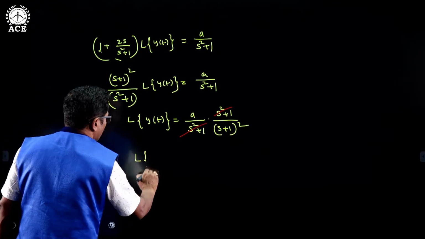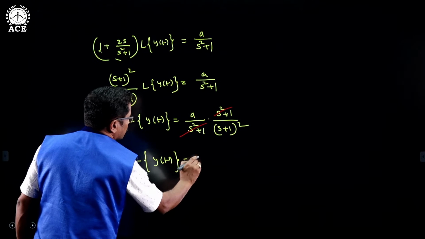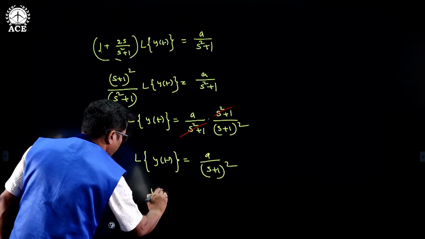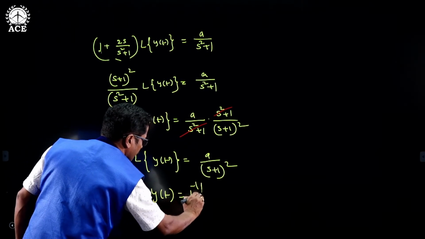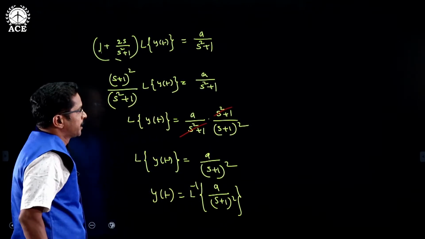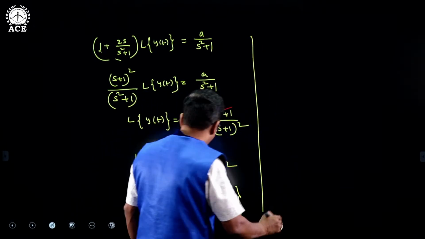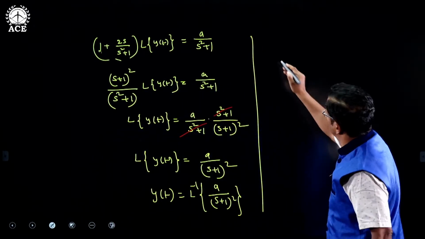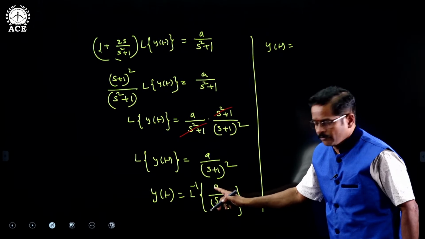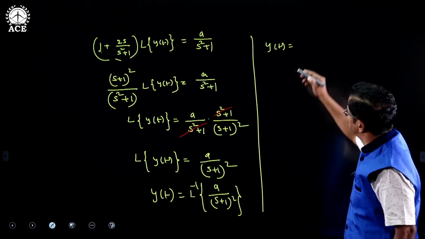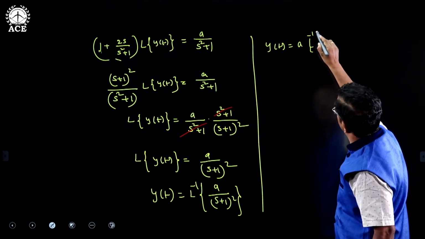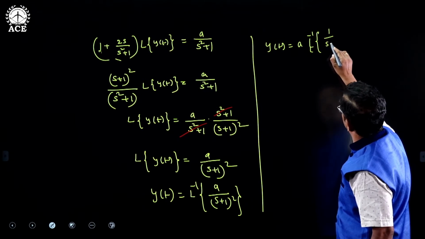Okay, so L of y of t is equal to a by (s square plus 1) whole square. Then y of t equals L inverse of a by (s plus 1) whole square. Now you simplify this. Then y of t is equal to, a is a constant with respect to inverse Laplace transform, so I am bringing it outside, and L inverse of 1 by (s plus 1) whole square you will get.